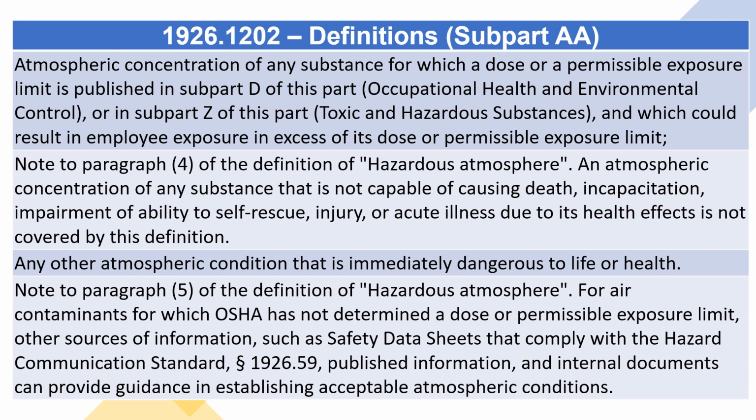Note to paragraph 5 of the definition of hazardous atmosphere: For air contaminants for which OSHA has not determined a dose or permissible exposure limit, other sources of information, such as safety data sheets that comply with the Hazard Communication Standard, Section 1926.59, published information, and internal documents can provide guidance in establishing acceptable atmospheric conditions.